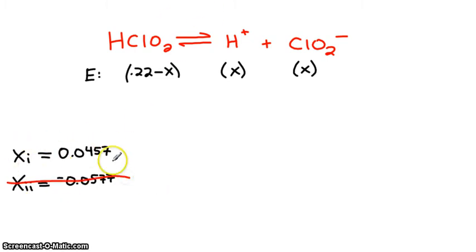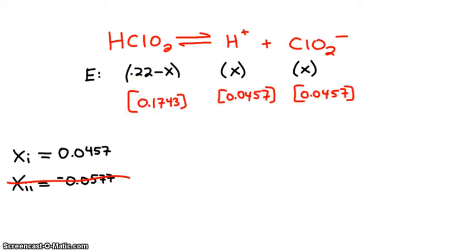So substituting this X value into the equilibrium concentrations, substituting X that we solved for into the equilibrium concentrations, we then get these values for the equilibrium concentrations for each of the chemicals at equilibrium.